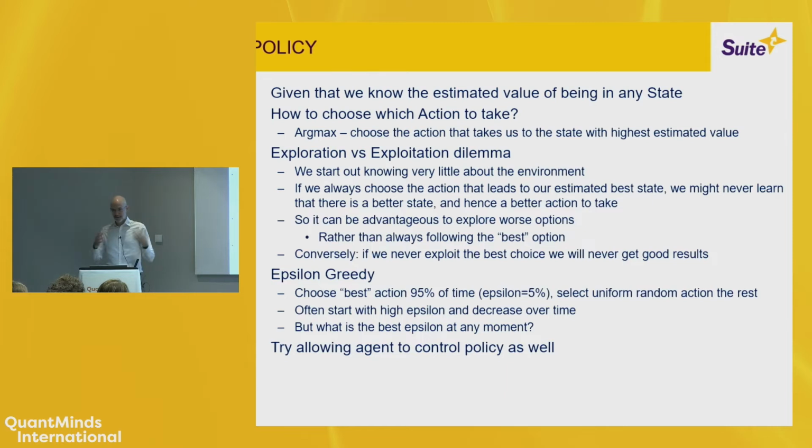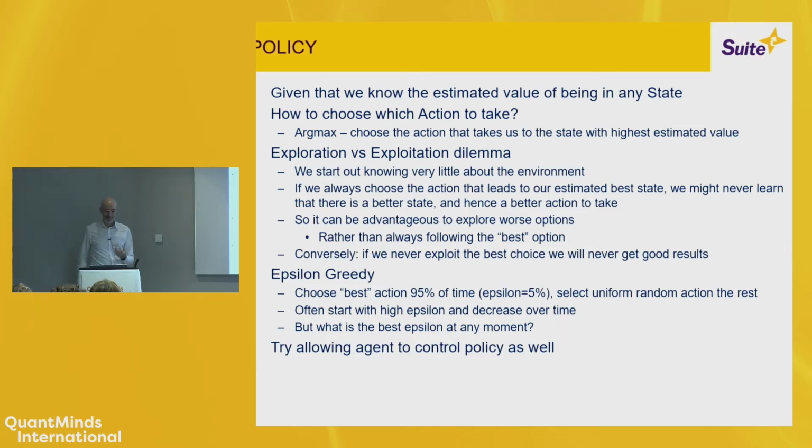And since in the end our goal is to have an agent that performs well, we need to be able to exploit things. So one of the things that people start doing at this point is they use an epsilon greedy approach. What this means effectively is that they will choose the best action, say 95% of the time, in the case where epsilon is 5%, and then they will select actions uniformly at random for the remainder.